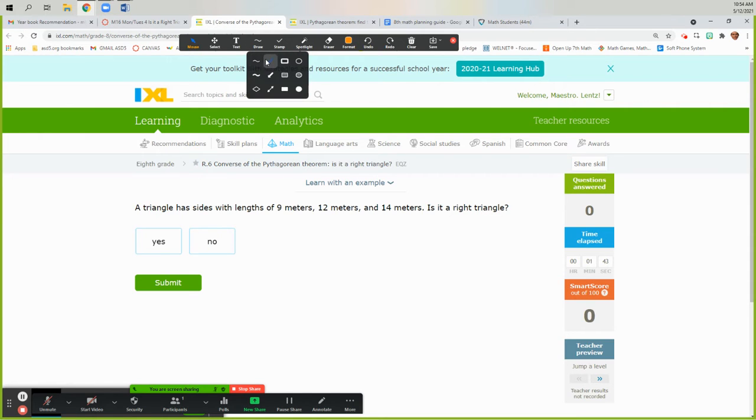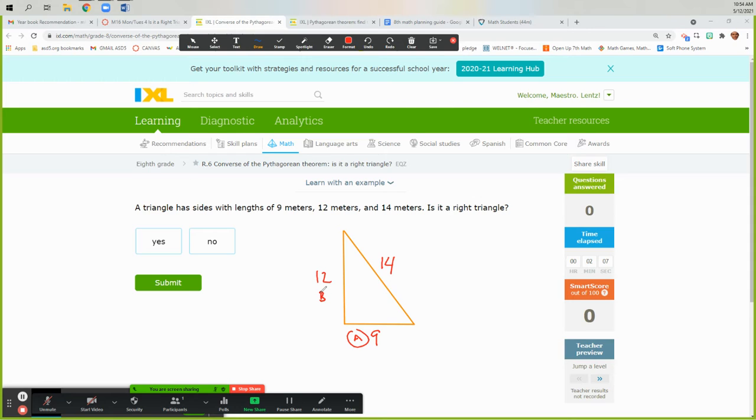For those of you who still don't know what I'm talking about, draw a triangle with a right angle, a right triangle, as you would call it. Then we'll take the numbers they gave us. 9 is the smallest number, so that's obviously my smallest line. 12 is the next biggest one, and the diagonal is always the biggest, so it's going to be my 14. So this is my A, this is my B, and this is my C.